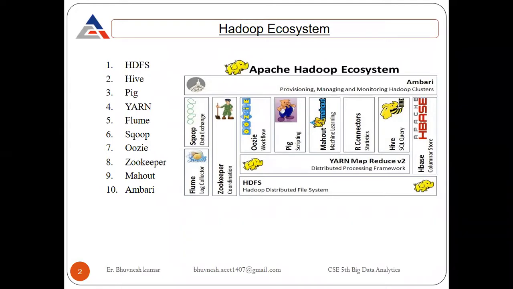In Hive, this is a combination of Hive plus SQL. The language we use in Hive is HQL, Hadoop Query Language, and it is a combination of Hive plus SQL. Then the next tool is Pig, and this tool is used for data processing.